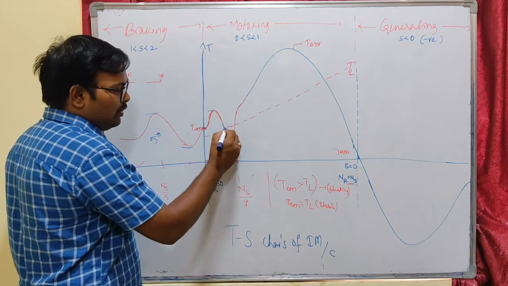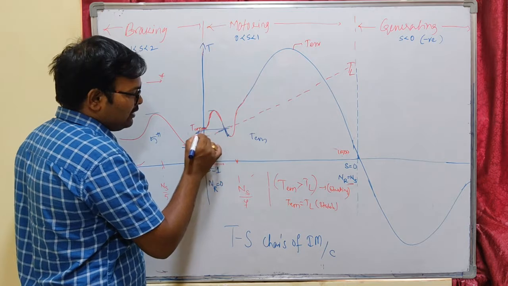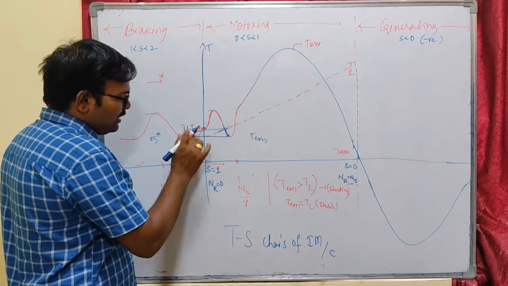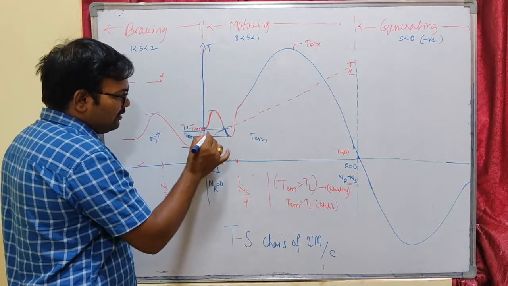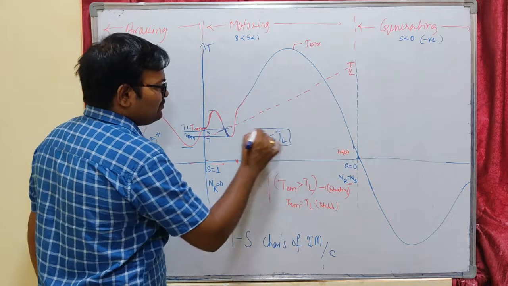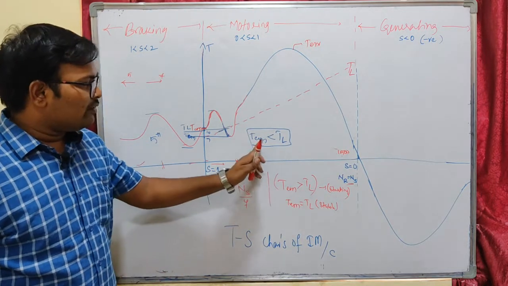Beyond this point our electromagnetic torque is less compared to our load torque, because this is the load torque TL and this is my electromagnetic torque. This value is more compared to this value. If this is 10, this will be around 9. That means our electromagnetic torque is less than our load torque here. The condition to start is that electromagnetic torque should be greater than load torque, but here it is less than the load torque.